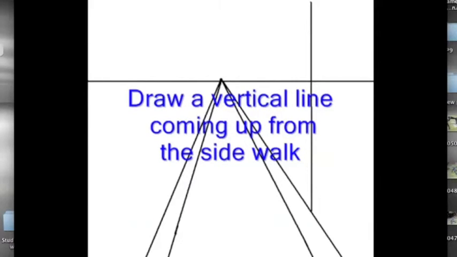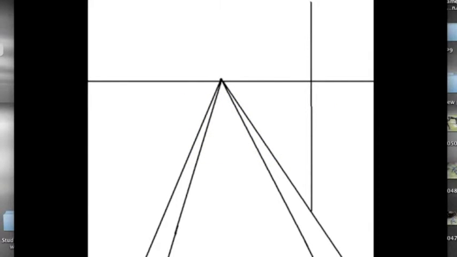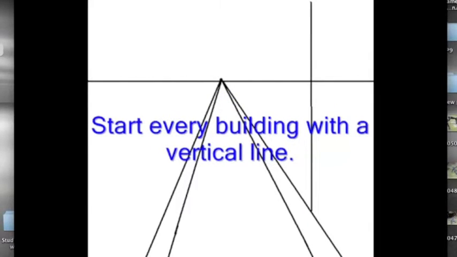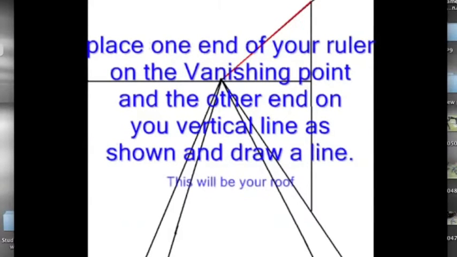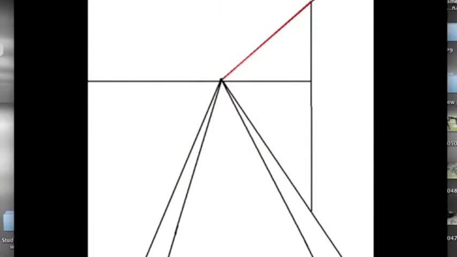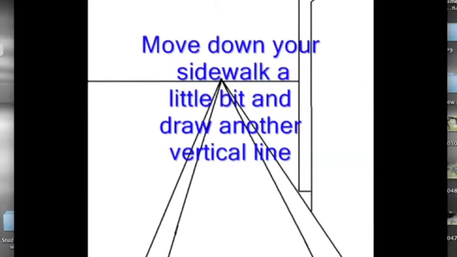Now we want to start a building. Draw one vertical line going straight up and down from the sidewalk. You want to start every building with a vertical line. Now, place one end of your ruler on the vanishing point and the other end on the vertical line. This will be the top of your building. Now, move down the sidewalk a little bit and draw another vertical line.